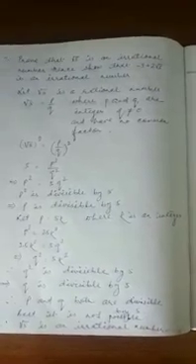Let root 5 be a rational number. Then root 5 equals p by q, where p and q are integers. They don't have a common factor. Take the square on both sides. Root 5 squared equals p by q whole squared, that is, 5 equals p square by q square. Cross multiplication, you will get p square equals 5q square.